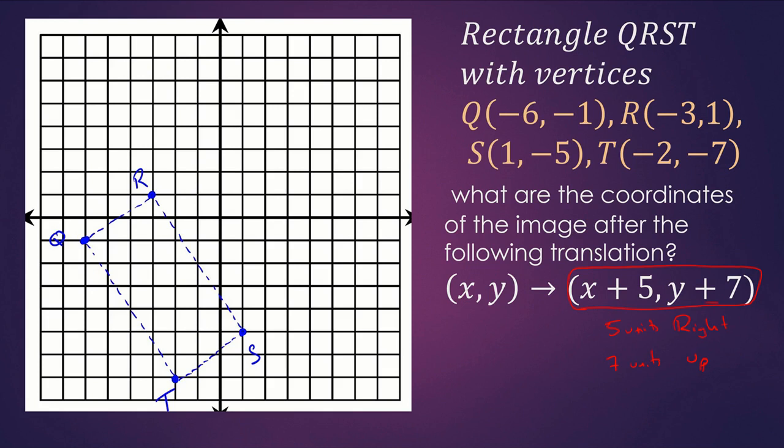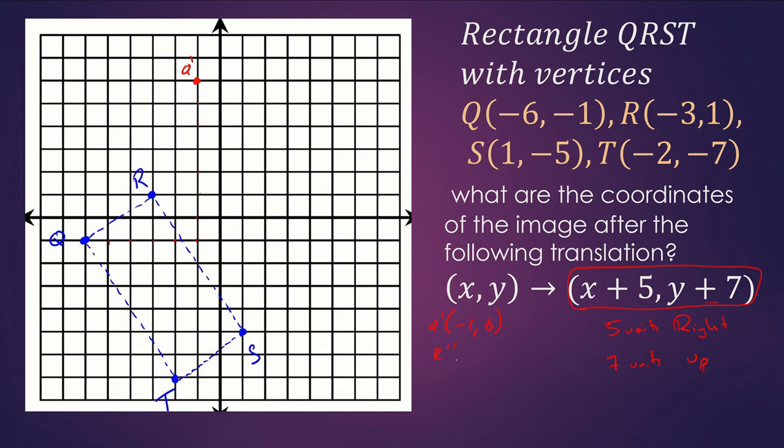And so we're going to apply those same things here to every single vertex, starting with Q. So 5 units to the right. So 1, 2, 3, 4, 5. 7 units up. 1, 2, 3, 4, 5, 6, 7. Puts me at Q prime. And Q prime is at -1 comma 6.